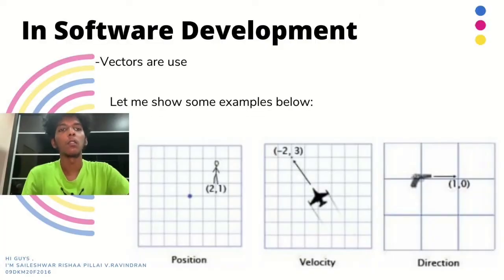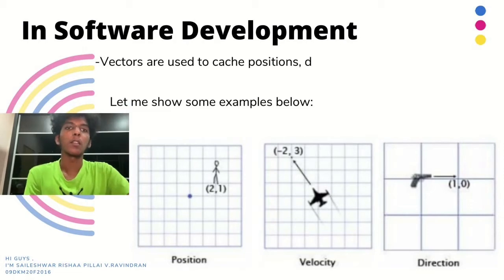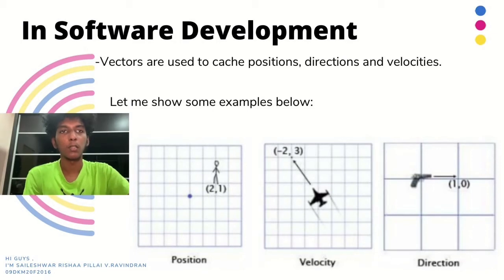So let's take a look into one of the fields. In gaming, vector and scalar are used to track the position, direction, and velocities. Let's look into one example. As you can see in the picture below, the first picture shows a position vector indicating the man's position 2 meters east from the origin and 1 meter north. The second picture shows the velocity vector. In 1 minute the plane moved 3 kilometers up to the left. The third picture shows a direction vector, which tells us the pistol is pointed to the right.